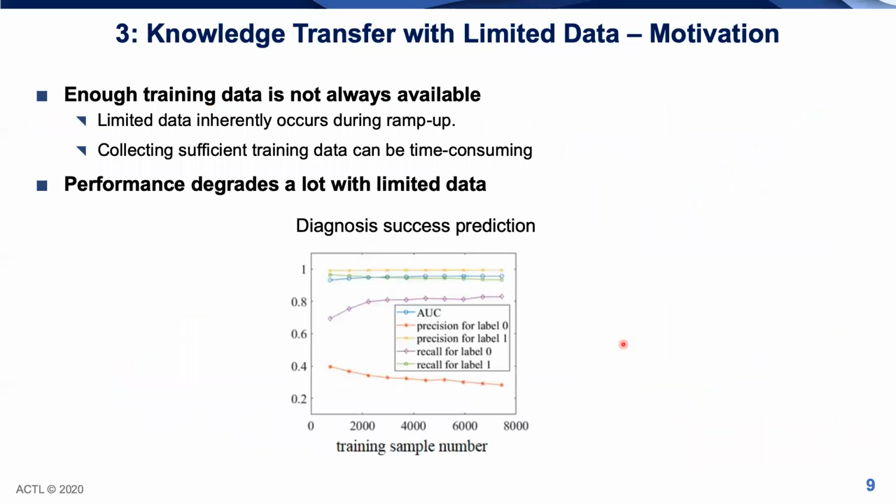The third subject is also associated with the diagnosis previewer, but here we focus on knowledge transferring when training data is limited, and the performance of the models degrades significantly with very little training data. For example, for a 28 nanometer test chip, 2,000 training samples are crucial to guaranteeing a 8% recall for diagnosis success prediction. The value drops to around 68% with fewer than 500 samples.